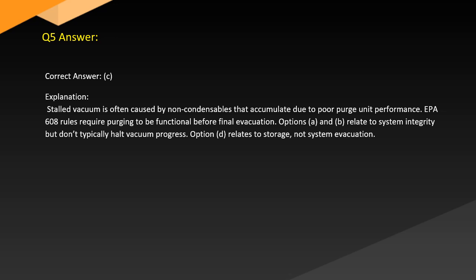Answer. Correct answer, C. Explanation. Stalled vacuum is often caused by non-condensables that accumulate due to poor purge unit performance. EPA 608 rules require purging to be functional before final evacuation. Options A and B relate to system integrity but don't typically halt vacuum progress. Option D relates to storage, not system evacuation.